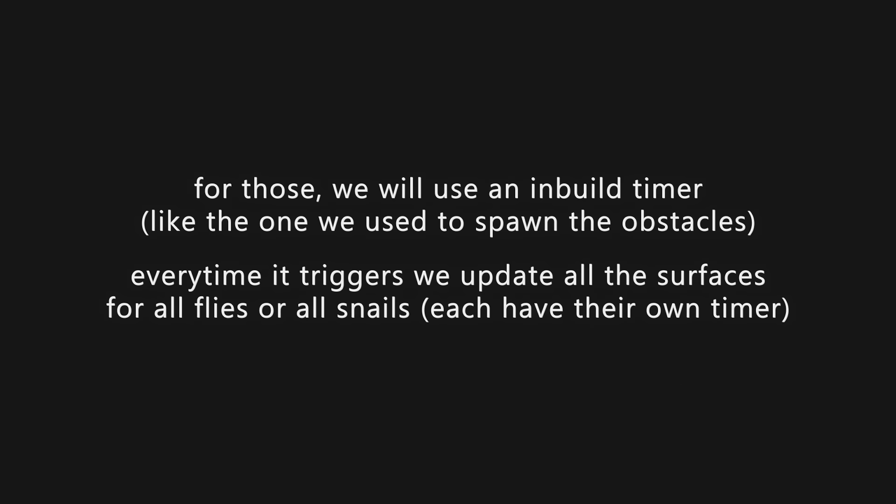And what we're actually going to do is use a timer, both for the snails and for the flies. And essentially all we're going to do is create a timer that runs pretty fast. So it's going to trigger multiple times per second. And every time it triggers, we're going to change all of the surfaces for either the flies or the snails. Each of those have their own separate timer. And well, that's all we need. Let's actually have a look at this.